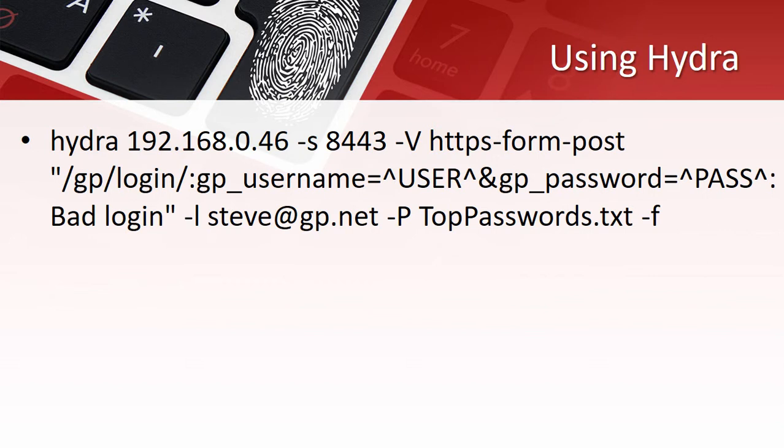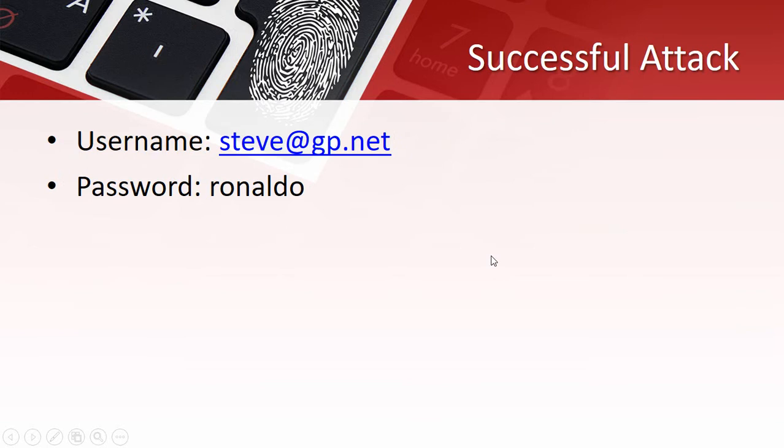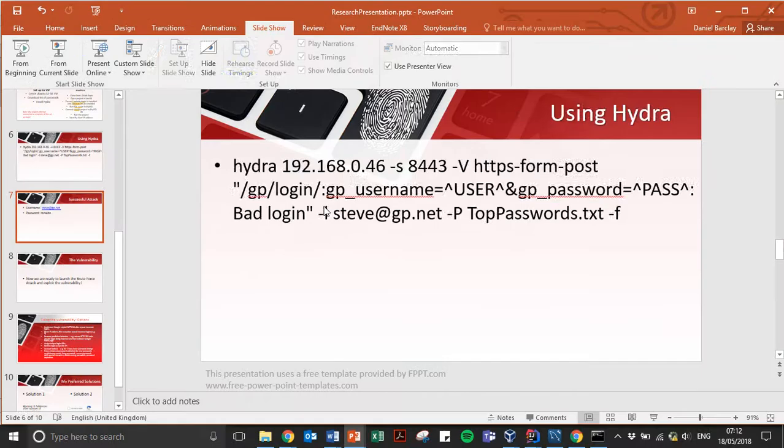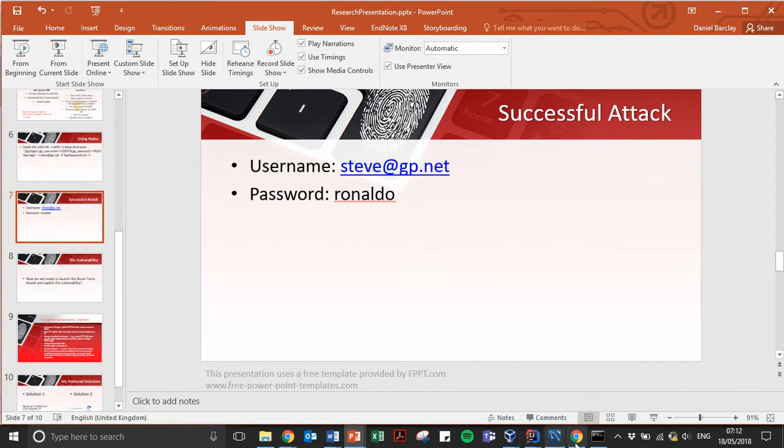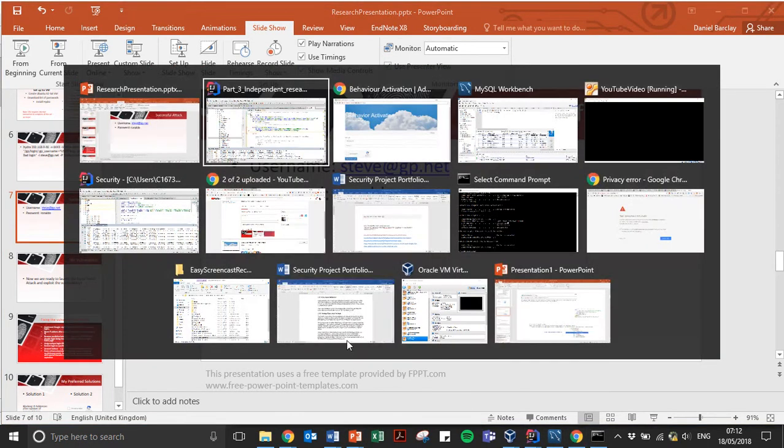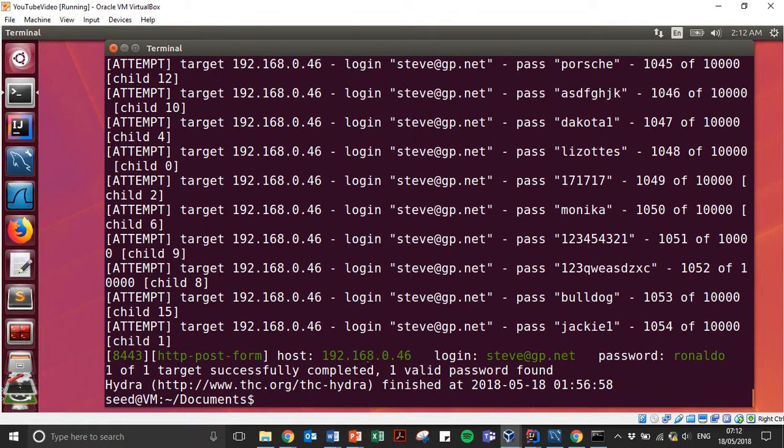So in the last video, part 2, we showed that we successfully were able to use this command on screen to get a result that showed the attacker being successful, and we'd found a vulnerability within the code. So here we are, we got the username steve@gp.net with password Ronaldo. Just go back to the virtual machine here. So there we are. We've got the IP address, steve@gp.net, password Ronaldo, one valid password found, which is excellent.